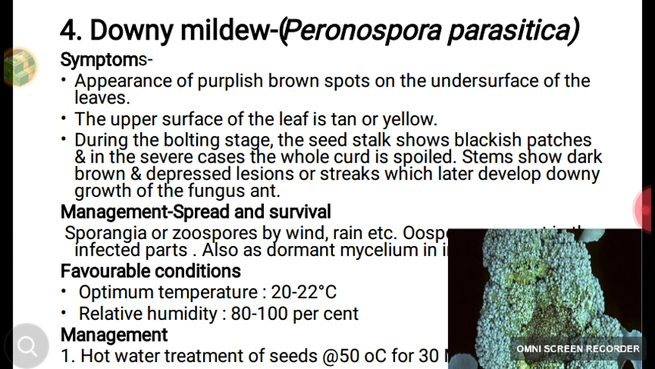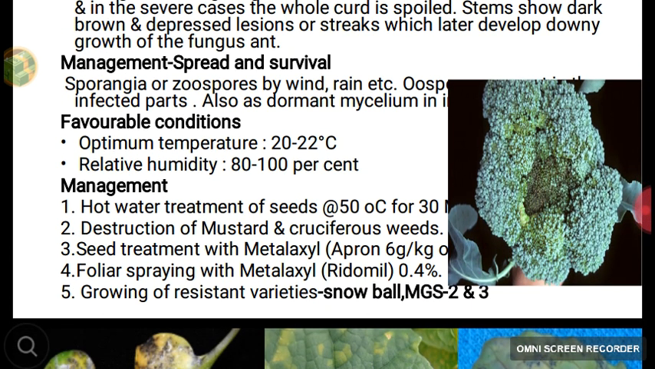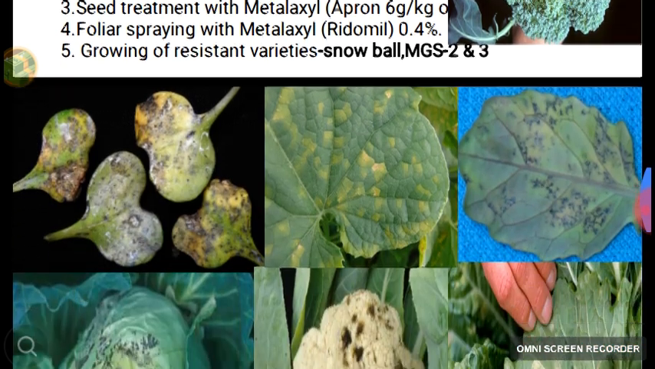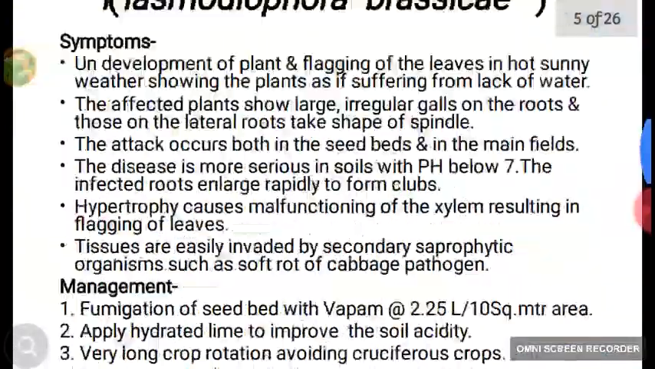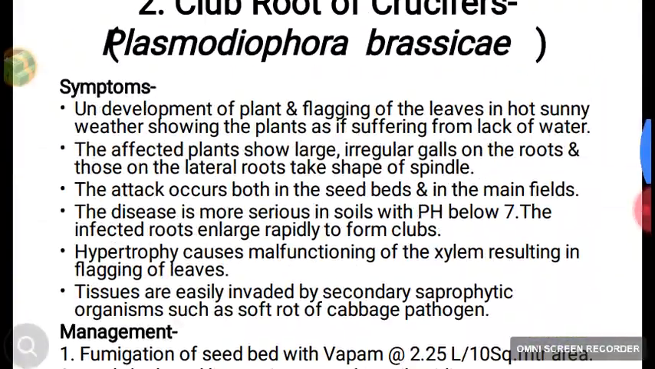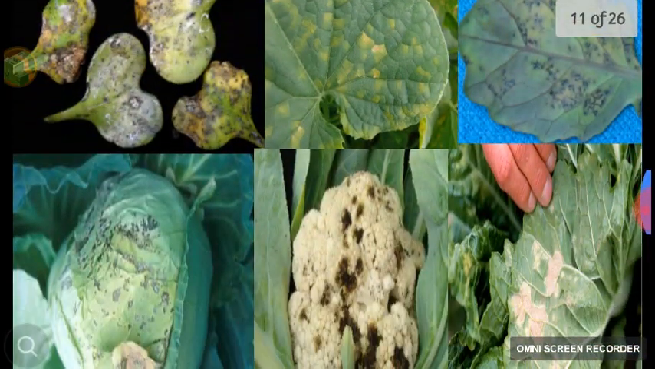But in case of crucifers, there is a purplish brown spot on the undersurface of the leaf. When it comes to the upper surface of the leaves, they remain yellow. During the bolting stage, the whole curd is spoiled and depressed lesions may also occur. Hot water treatment of 50 degrees for 30 seconds can be most useful, and you can see here. Let's have a great glance.